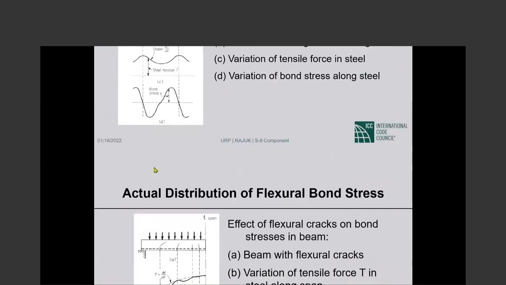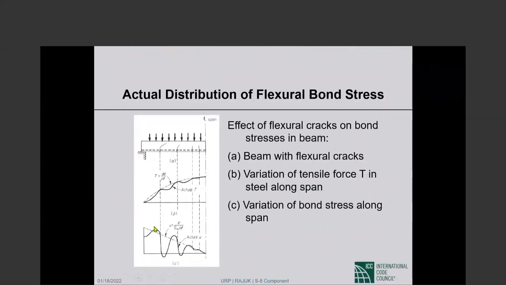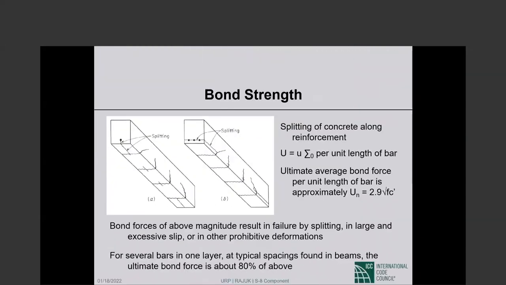So this is the variation of bond stresses along the left half of the beam in the picture. Picture A shows you a beam with flexural cracks. B shows you the variation of tensile force T in steel along the span of the beam. C shows you the variation of bond stress along the span.